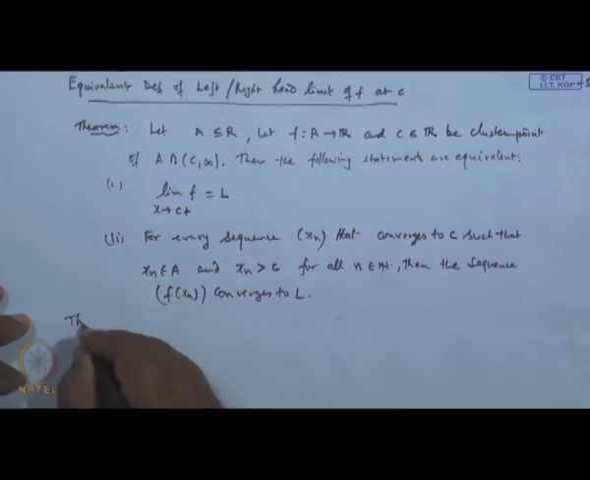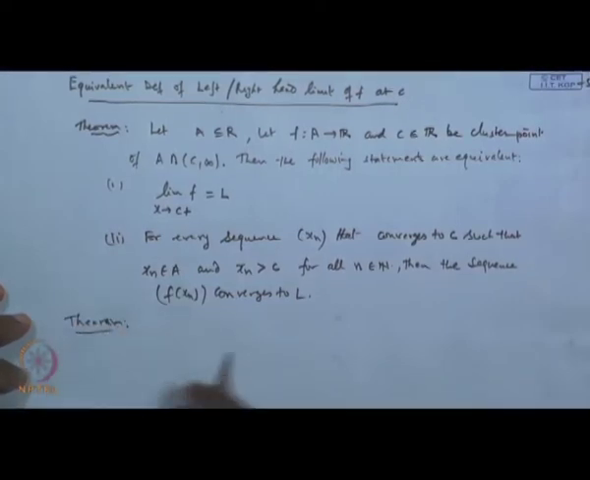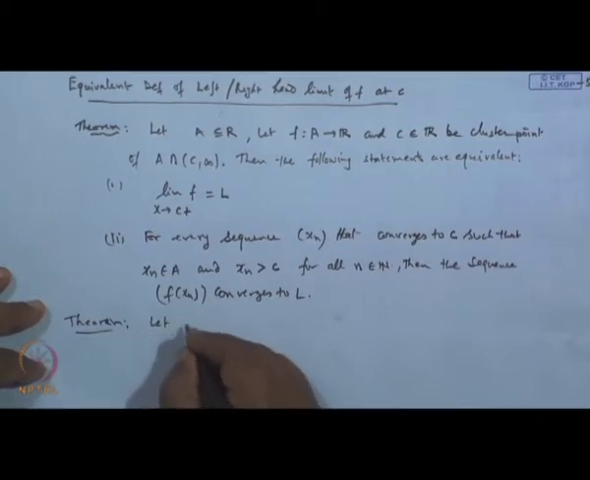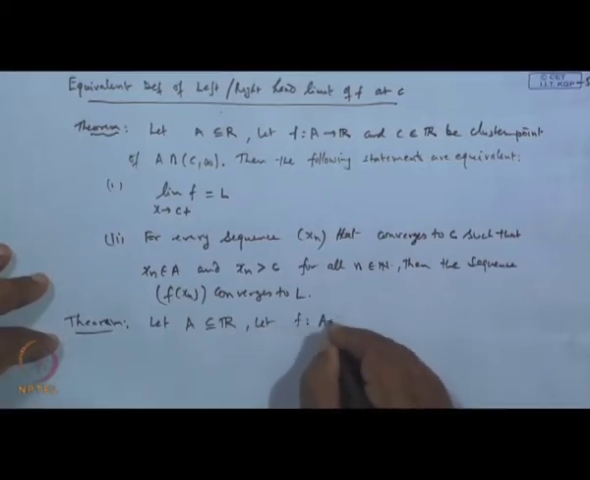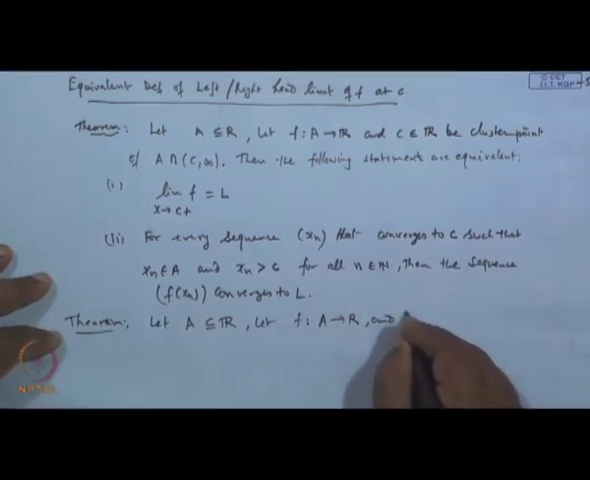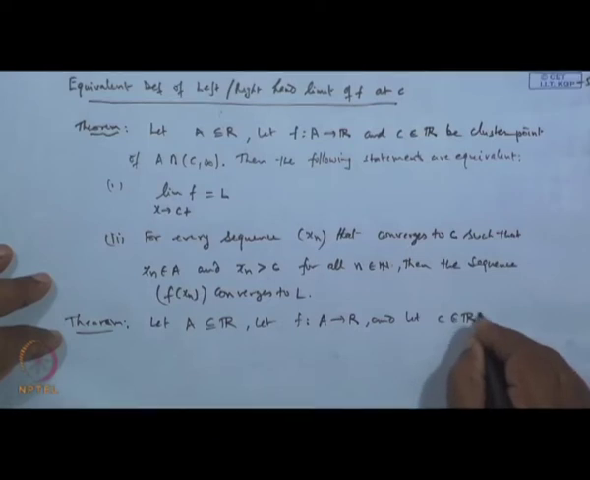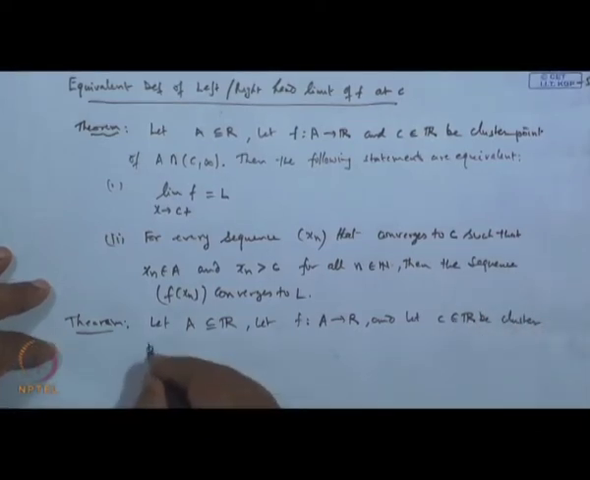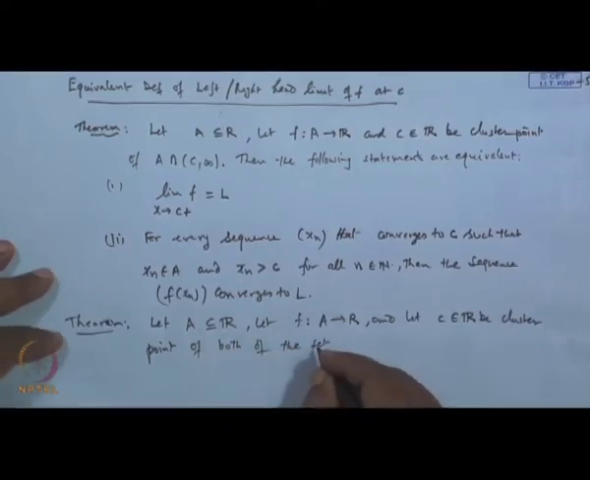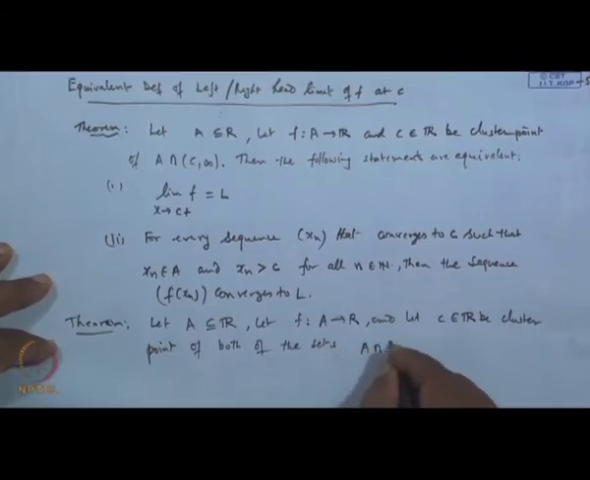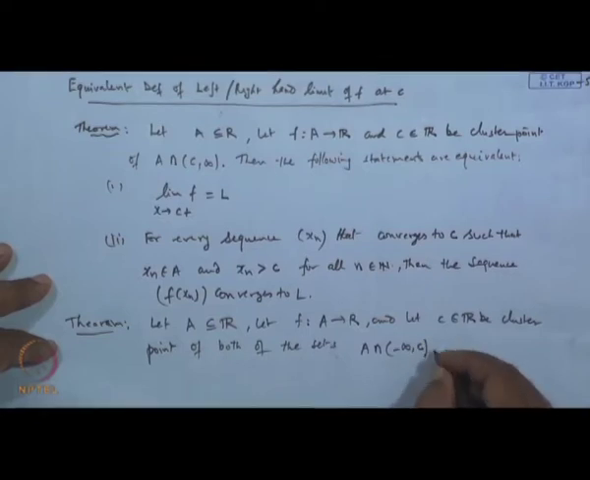Now the next really interesting result, which I told you about earlier also, the relation between this extension of the limit and the limits. What the theorem says is: let A be a non-empty subset of R, and let f be a mapping from A to R, and let c be a cluster point of both of these sets, that is A intersection (minus infinity, c) as well as A intersection (c, infinity).